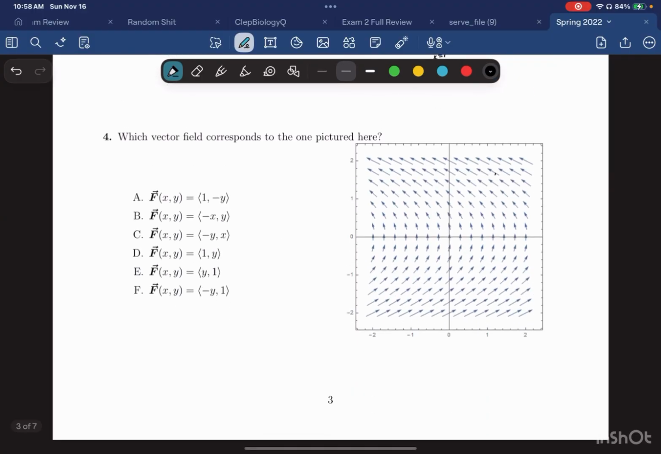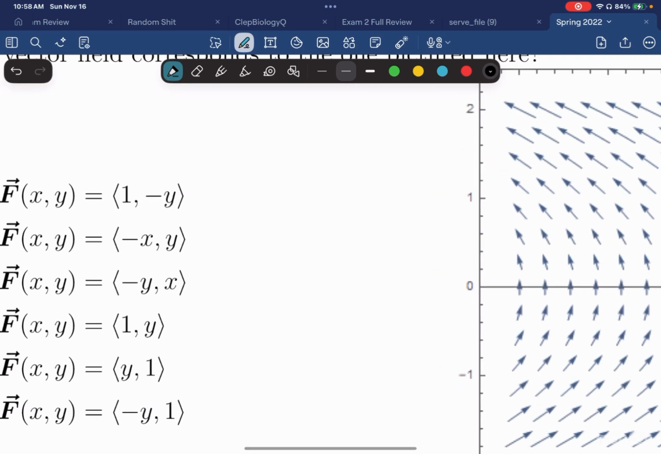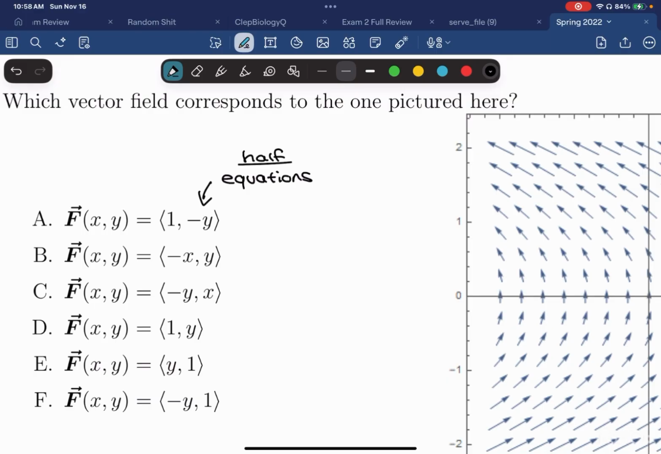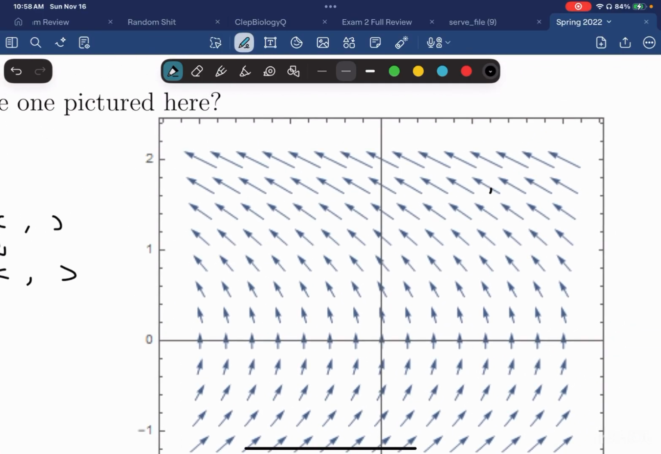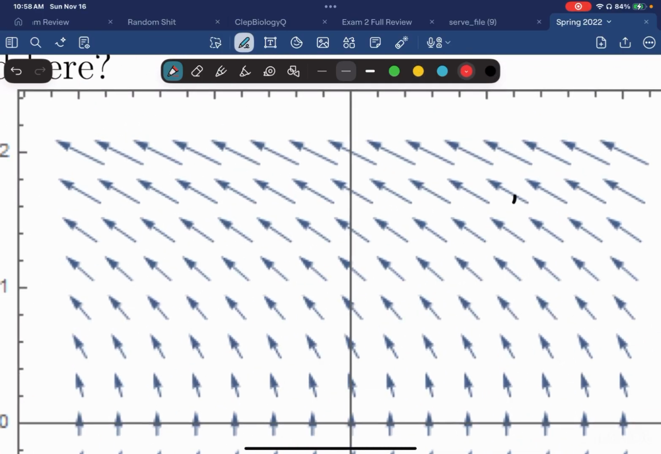Okay, which vector corresponds to the one pictured here? You can think of these vectors as, I don't want to say equations, I'm going to say half equations, because what you're given is a point that corresponds to a vector field. So what's a vector field? Let's say you have a point right here. In this case, the vector field will be this.